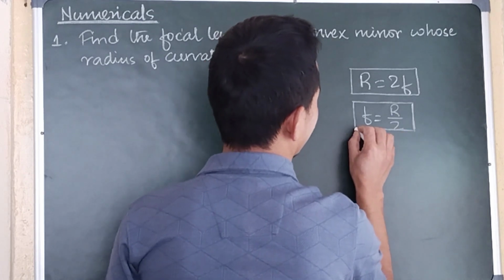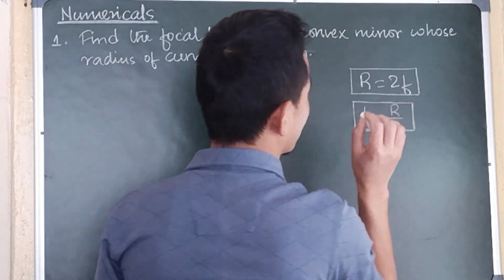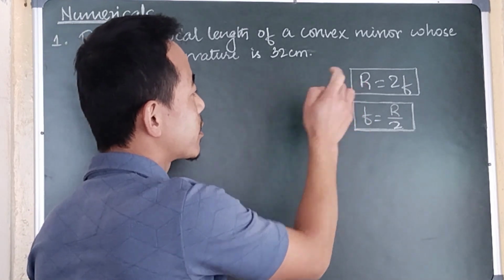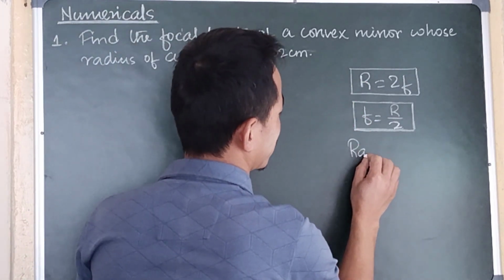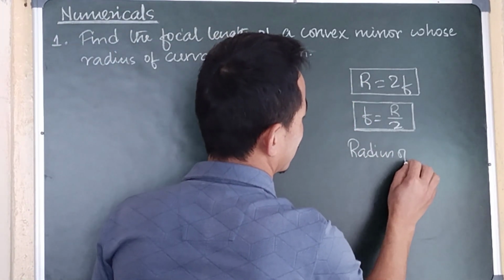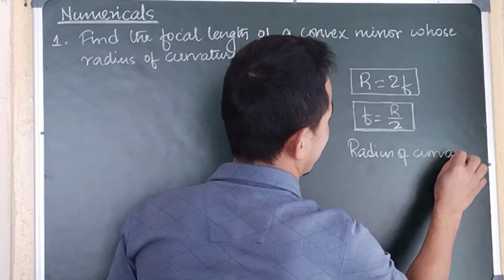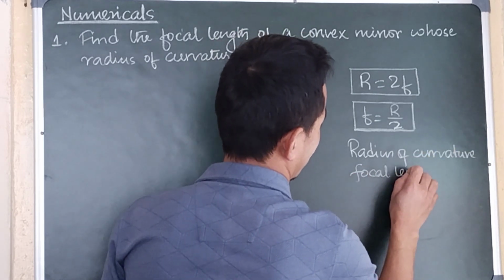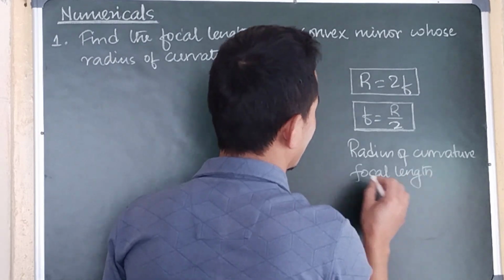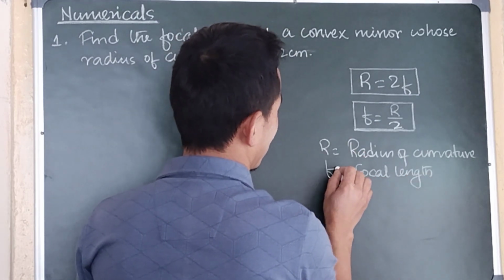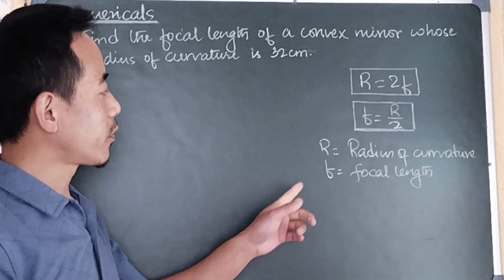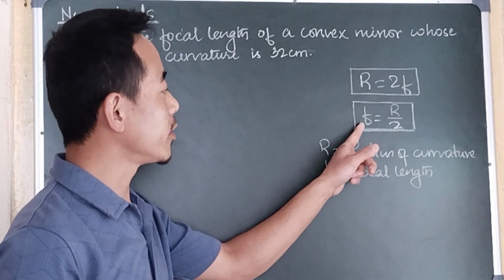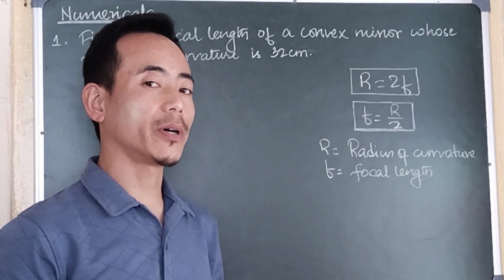So whether it is a convex mirror or a concave mirror, this relation is true for both spherical mirrors. R stands for radius of curvature and F stands for your focal length. So whenever radius of curvature is given, you can find out the focal length using this relation, F is equal to R divided by 2.